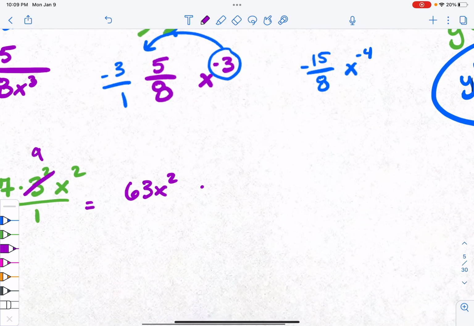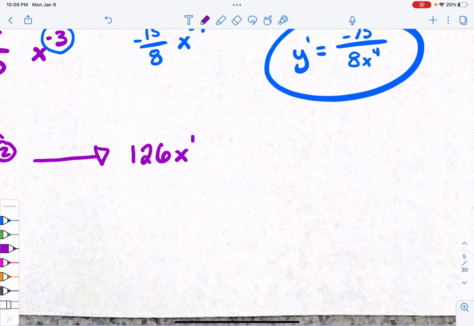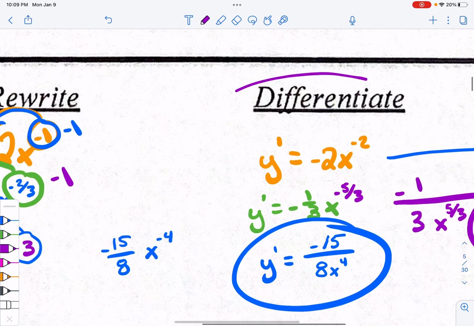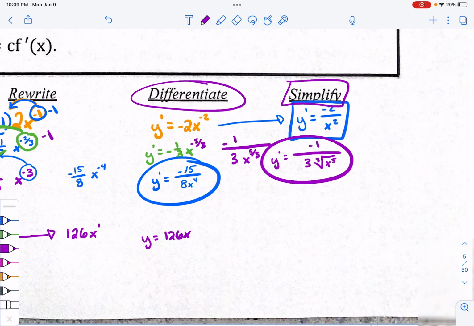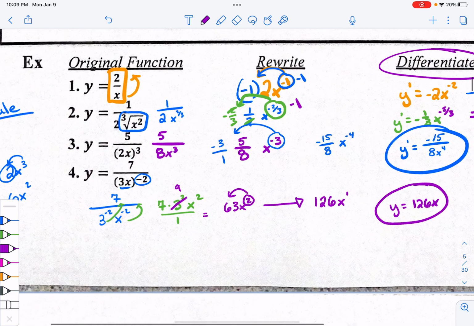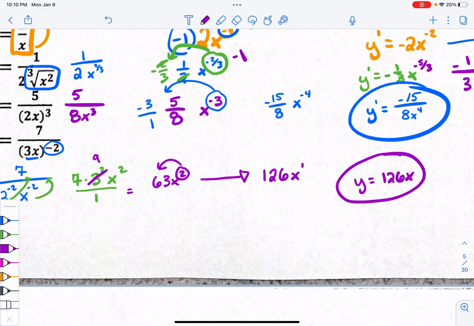63x squared. And then when we take the derivative, we just multiply the 2 down in front. That's going to be 126x to the 1st power, or just 126x. And after the differentiate step, y equals 126x. We don't have to simplify anything because it's already simplified. By moving that to the top, we made those exponents positive, and it made the answer a lot nicer for us than any of the previous 3 problems that we did yesterday. So that's how that works out.